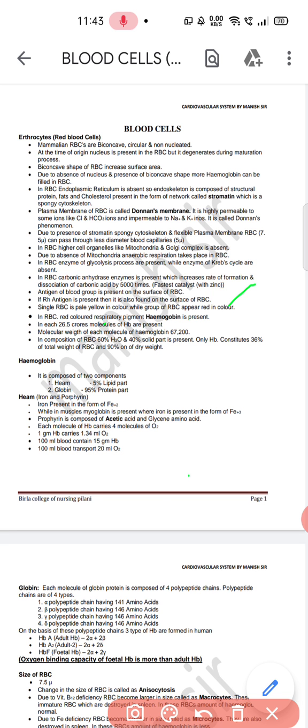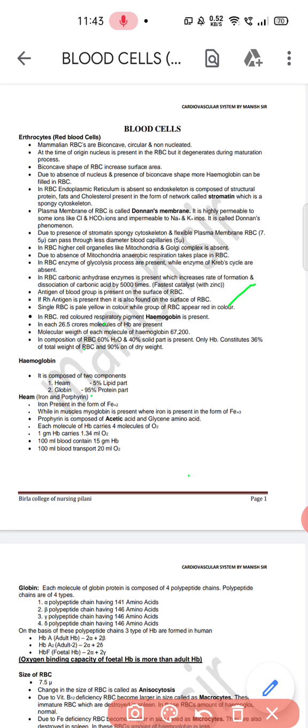In RBC, carbonic anhydrase enzyme is present, which increases the rate of formation and dissociation of carbonic acid by 5000 times faster.